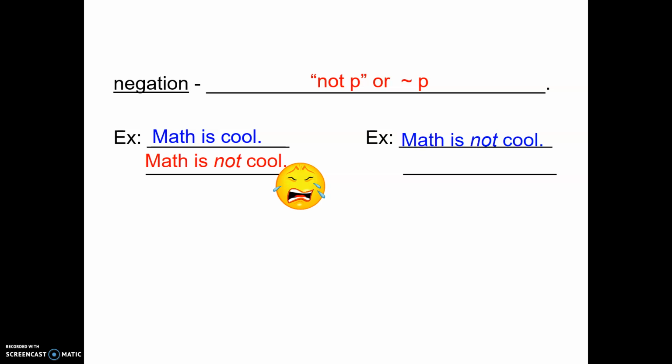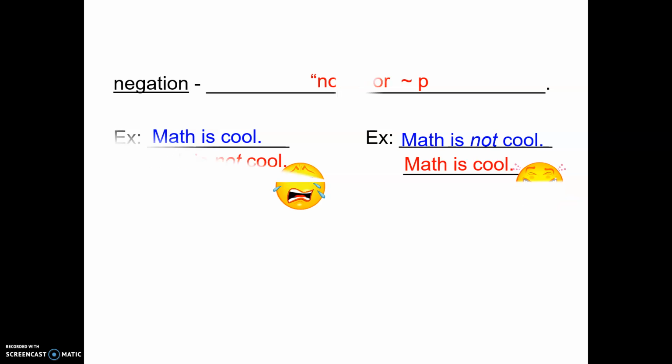Math is not cool. Well, if you negate that, you get a double negative. So you don't put two nots in there, and you go with just math is cool, and then we're all really happy. So if the not is already part of your conditional, to negate it, you just get rid of the not.